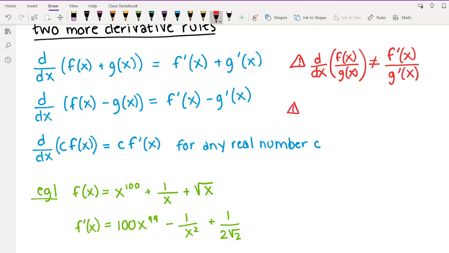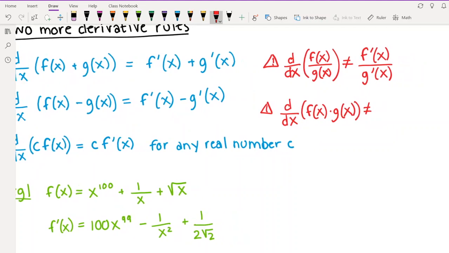The other one that is not a thing is that if you're trying to take the derivative of a product of two functions, that is not the same thing as doing f prime of x times g prime of x. Now, I'm sure that some of you will make those mistakes, and so I will keep reminding you of this over and over, but I just wanted to get it out there for the first time today.